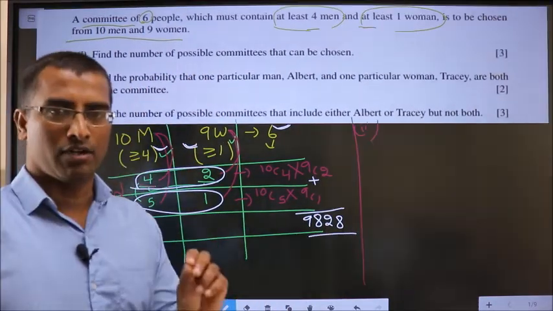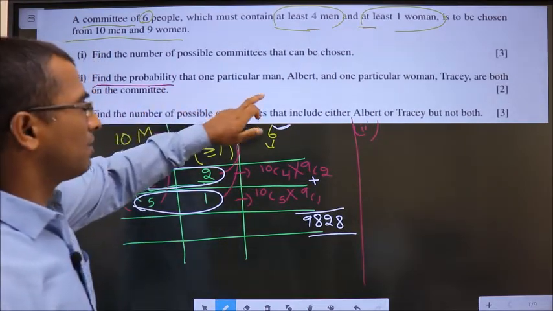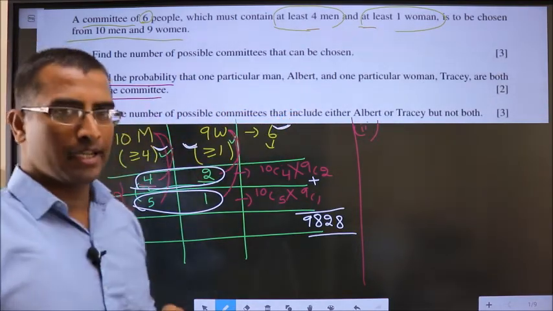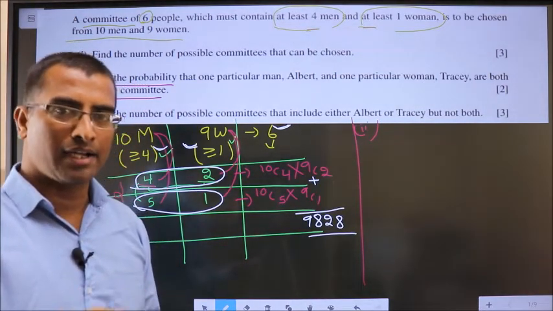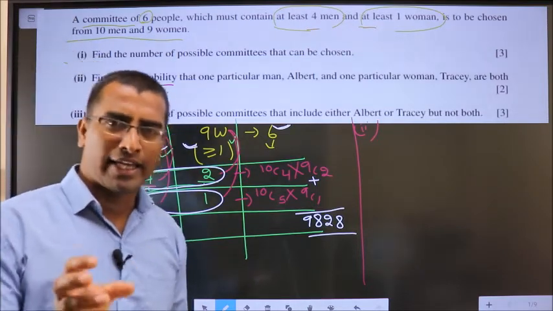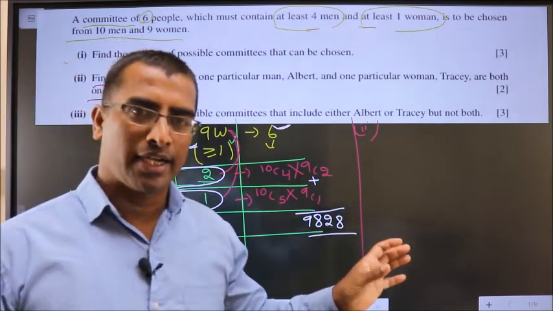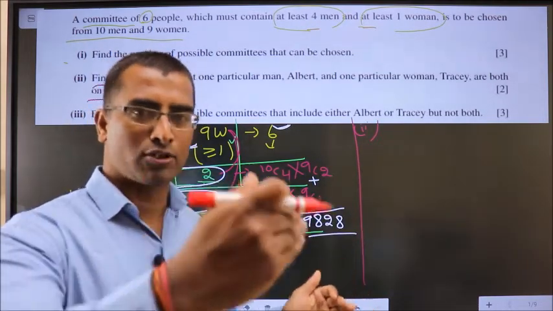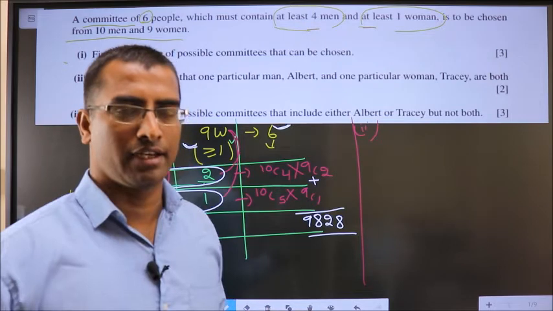Now second bit. Find the probability that one particular man Albert and one particular woman Tracy are both on the committee. Given condition now that you should satisfy is Albert and Tracy has to be present in your selection. And how can you make sure that they are always present in your selection? Set them as priority. You should select Albert first and also Tracy. Then only you should see for the vacant positions to fill.